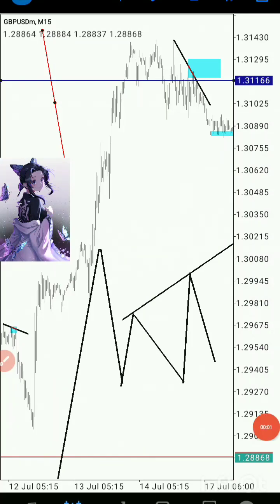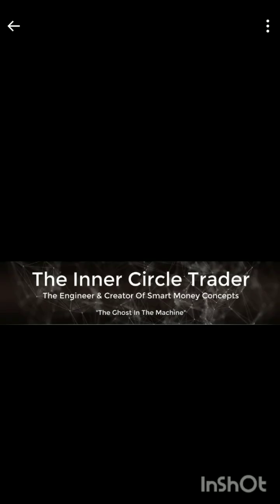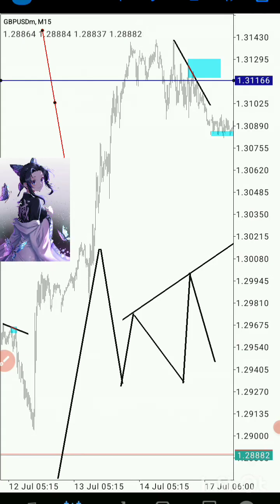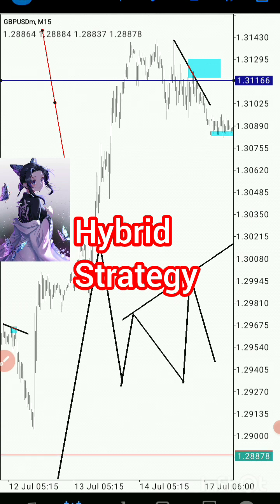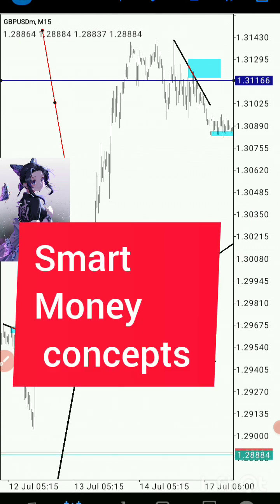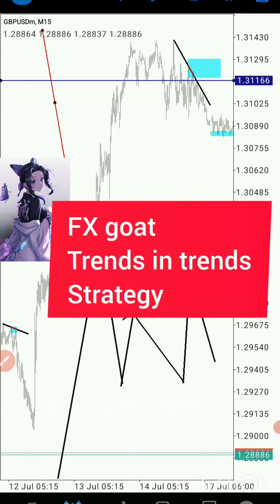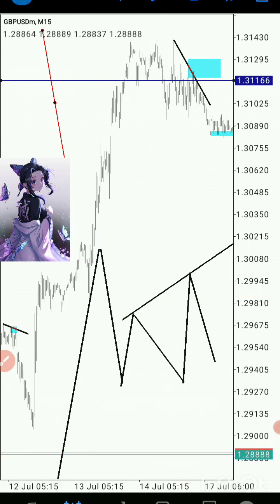Yeah, guys, we're going to be mixing the ICT and FX Gold trends in trend strategies. So this strategy is basically a hybrid of two, because it is a mixture of a few smart money concepts and a few concepts from FX Gold trends in trend strategy. So how does this strategy work?